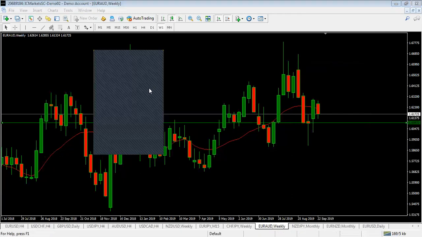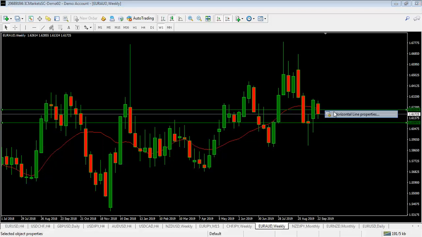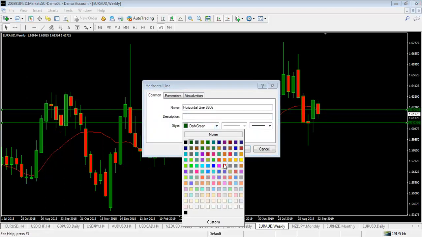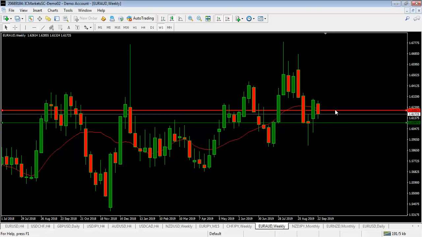1.62, 1.6290. Divide by 3. So we have 1.62. That's for weekly. I'm using the bullish candlestick. Okay. So that is that for.